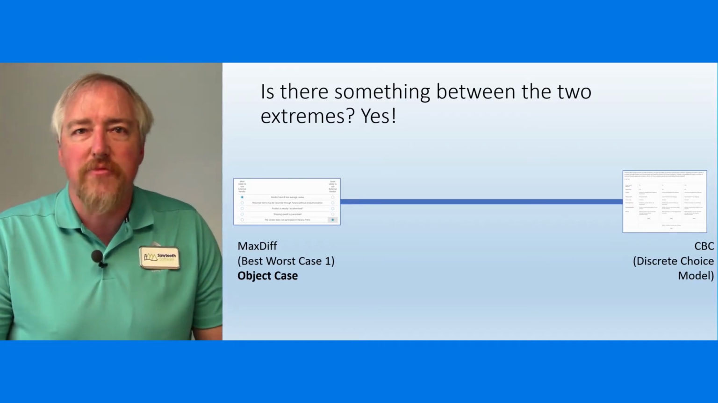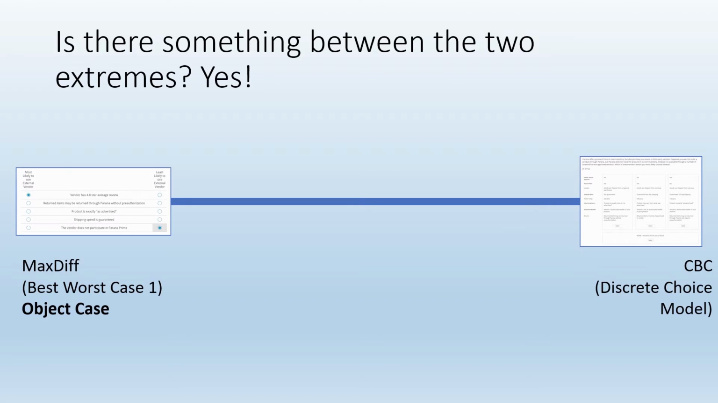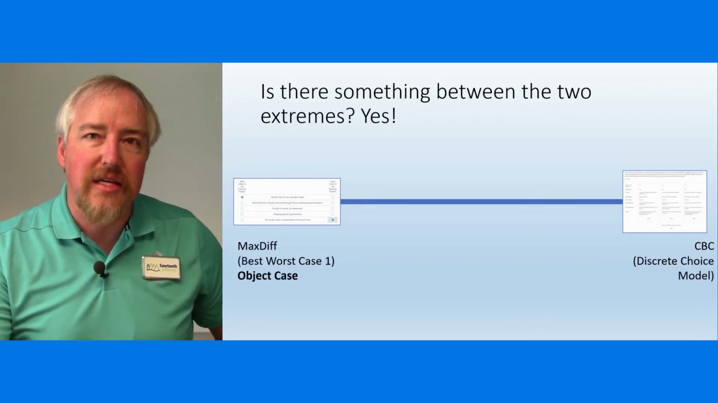It's also called the object case because we're treating each of the levels as a separate object. So when we're answering a MaxDiff, each one is independent of every other one, and we're just looking at which object is the best thing from that list of five things. Here's the best thing, here's the worst thing, and we're going to use that to build a model that says how likely was this thing, independent of everything else, to be chosen as the best thing. So it's called best worst case one.